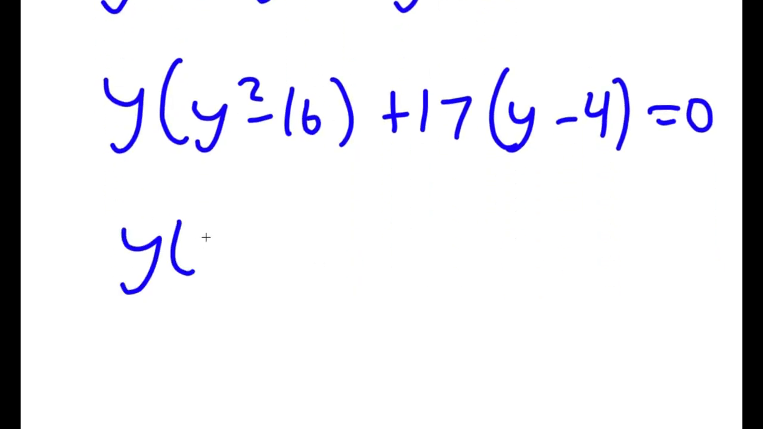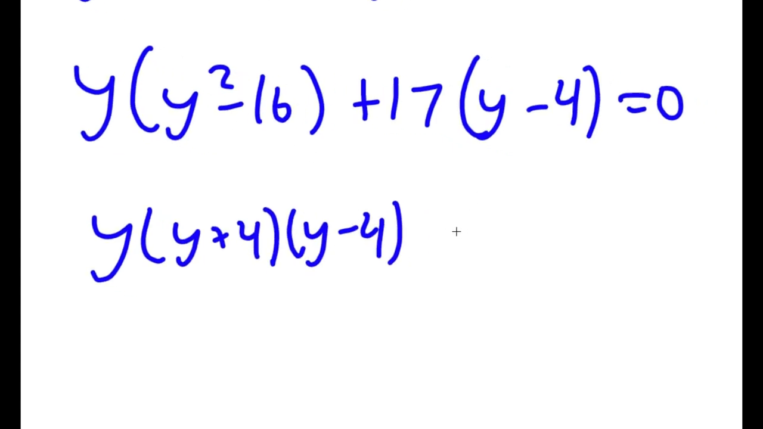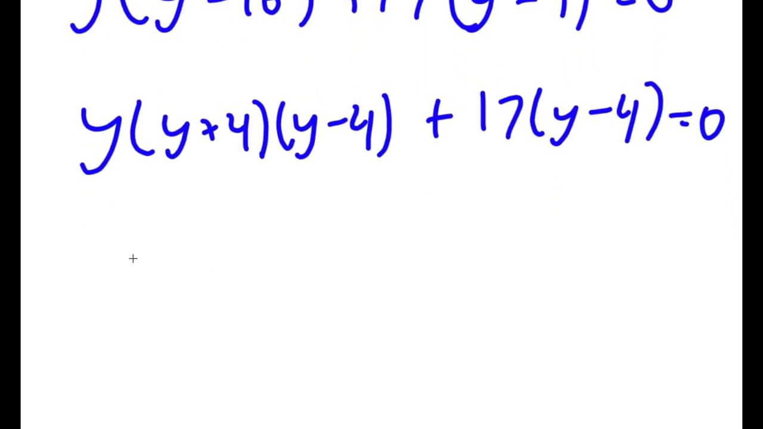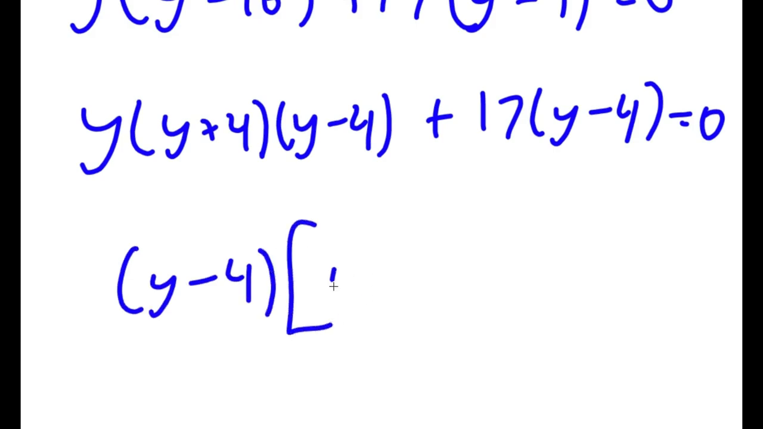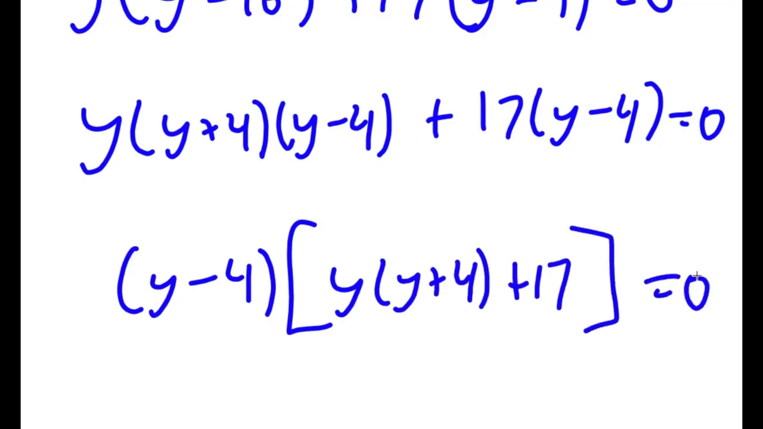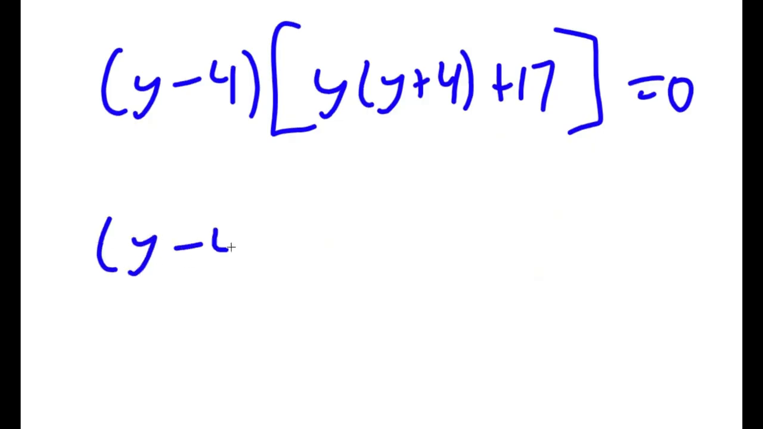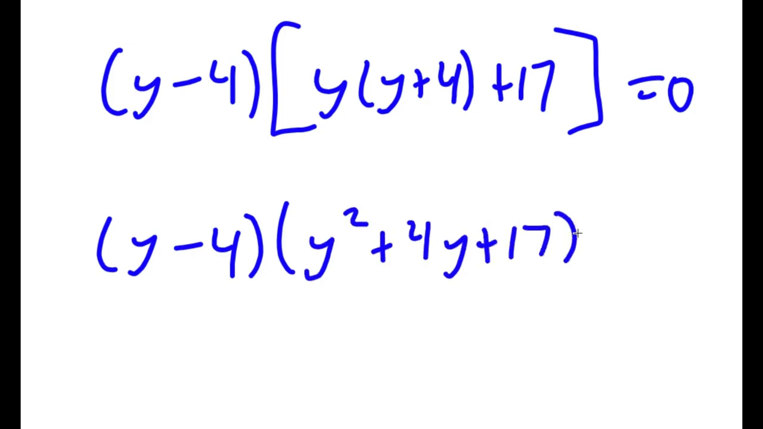And it's the same thing as y times y plus 4 times y minus 4. That's equal to y squared minus 16 plus 17 times y minus 4 is equal to 0. Now if I factor out y minus 4, I get y minus 4 times y plus 4 plus 17 is equal to 0. And this is equal to y minus 4 times y squared plus 4y plus 17 is equal to 0.